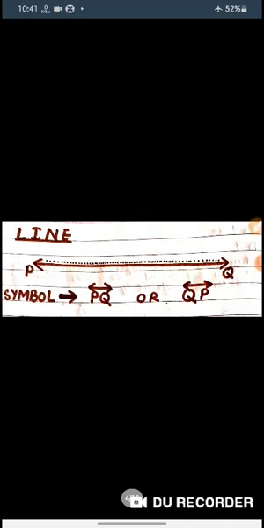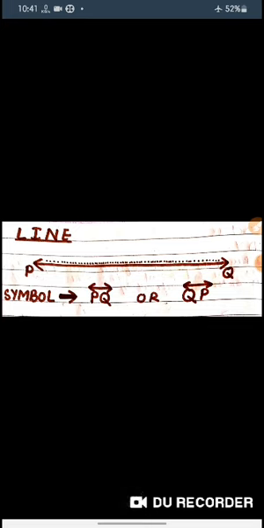Next is line. A line contains an infinite number of points. As you can see here, these small points, when combined together, make a line. The arrow at the end of the given line indicates that the line has no beginning or end. That means a line extends in both directions infinitely. It goes on in a straight line. We represent it as PQ with a line on it. It is read as PQ or QP with a line on it as its symbol.